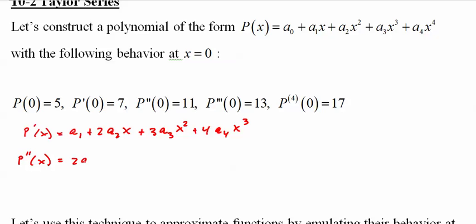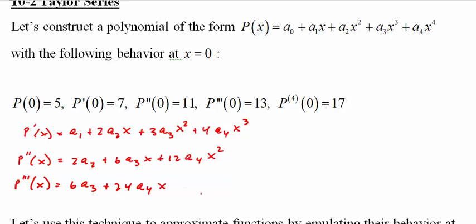P double prime equals 2a2 plus 6a3x plus 12a4x squared. P triple prime equals 6a3 plus 24a4x, and I'll squeeze it in, p to the fourth derivative equals 24a4.